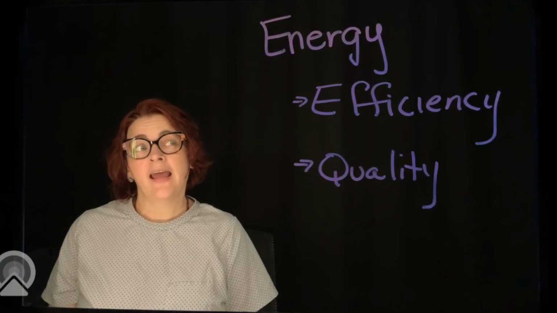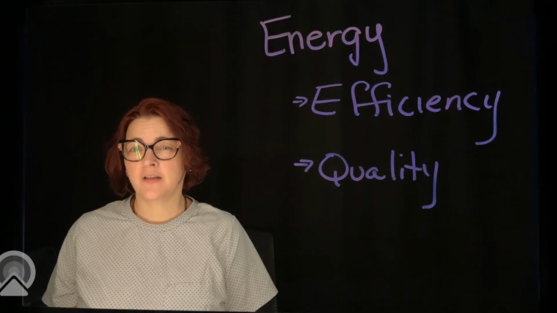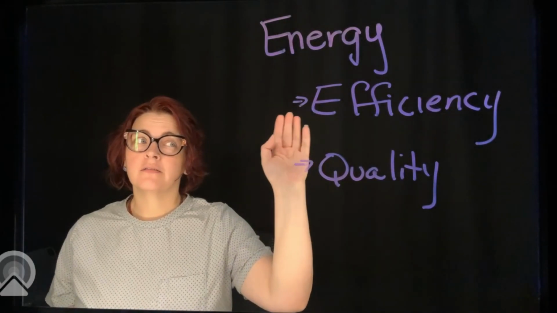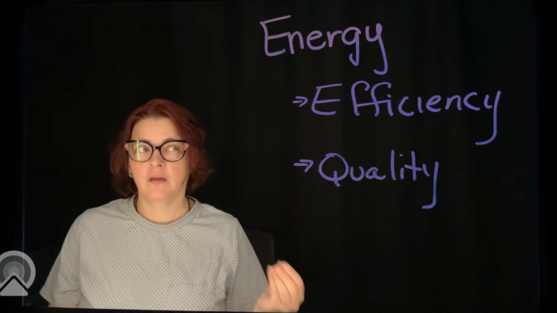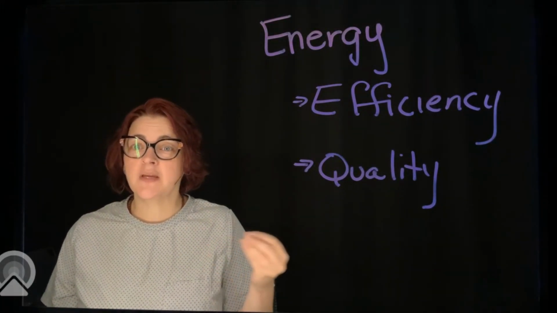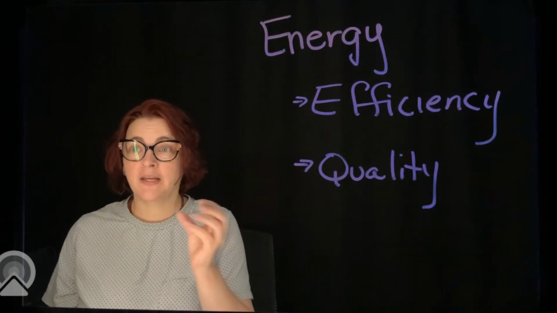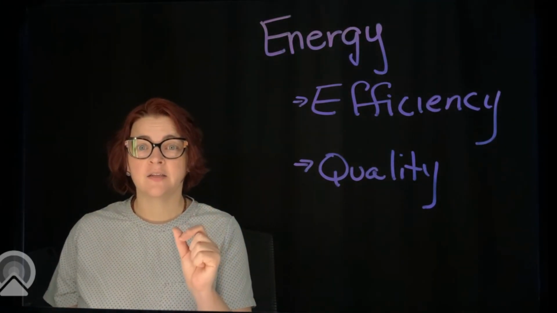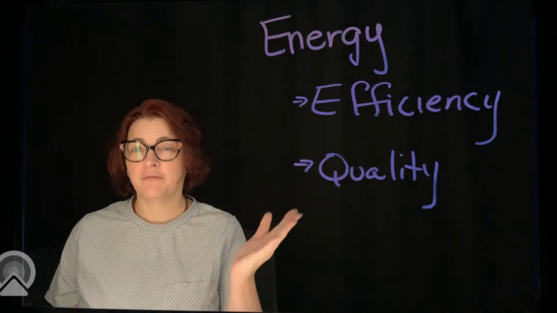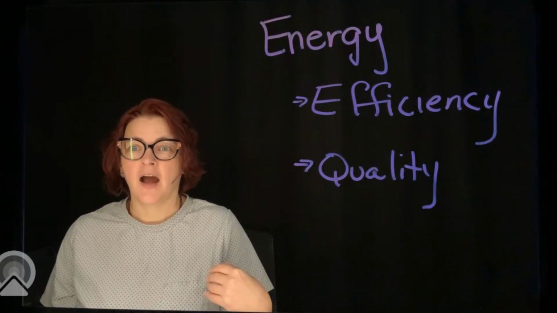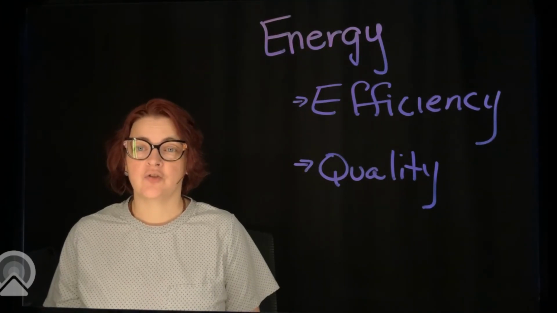When we are looking at energy, we need to take two things into account: efficiency and quality. When we're thinking about efficiency, we're thinking about how much energy we can get per unit of energy. The more we can utilize per unit of energy, the more efficient it is, and overall we'll be using less energy in our system for it to work.